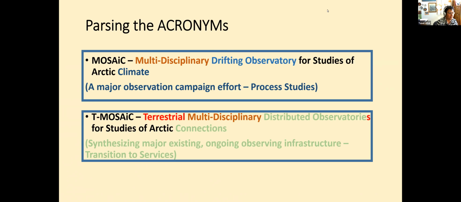T-MOSAIC, something that's a little bit different, is, first of all, you've got the T, which stands for terrestrial. There's also a focus on multidisciplinary. However, instead of drifting observatory, they're talking about distributed observatories, plural. And for studies of, instead of climate, there's emphasis on connections. So instead of having a major campaign effort, the idea is we're going to synthesize major existing ongoing observing infrastructure, and that there will also be an eye towards transition to services and human systems.